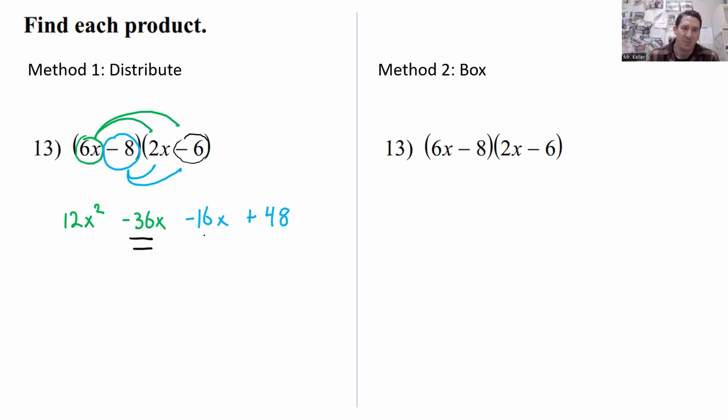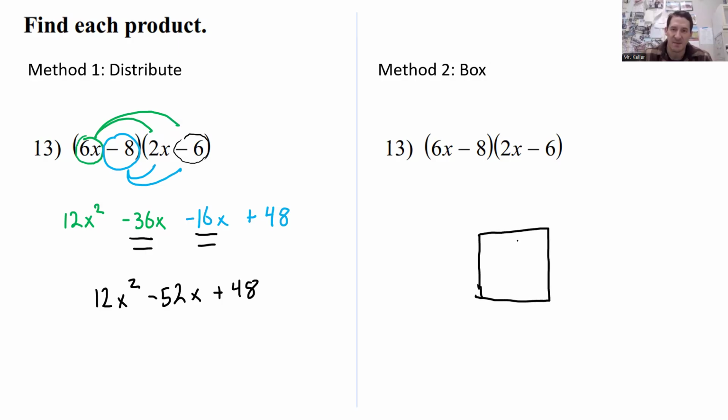All right, add these together. So negative 36 minus 16, that's negative 52x. And then 12x squared minus 52x plus 48. All right. The box, again, you just want to be careful with the negatives if you're using the box method.